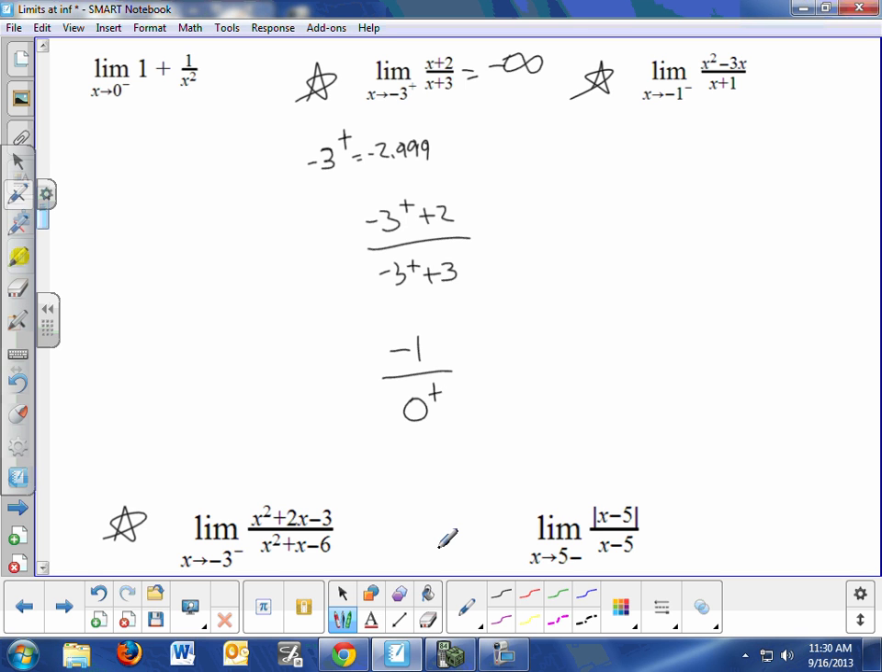See if you got that one right. Try the second one. I really didn't care that this was -1 from the right because it's just a constant. It'll just be approaching -1 from the right. I can consider that a constant in the numerator. It's the denominator that I really care about, especially when that denominator is approaching 0 and is an extremely small number.